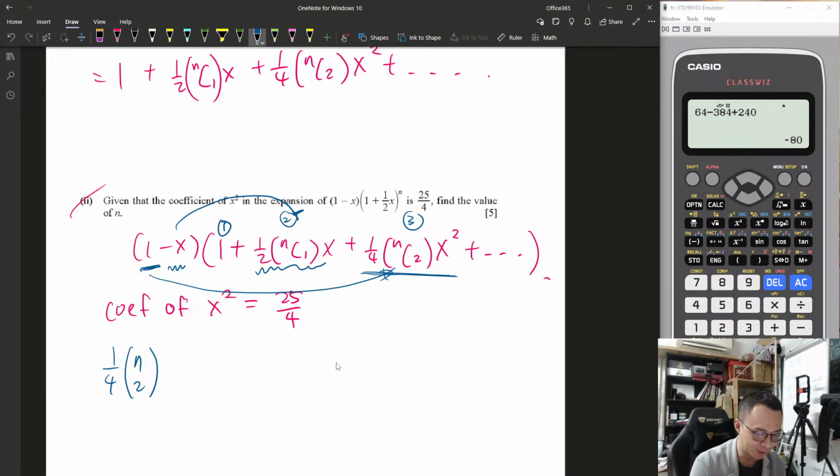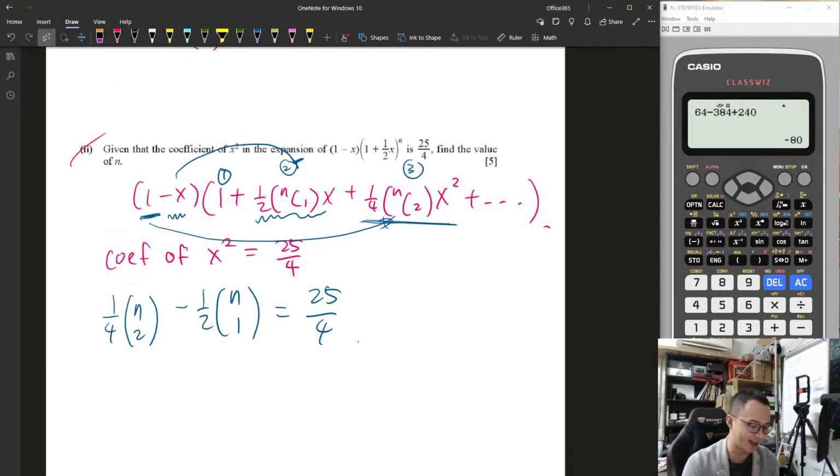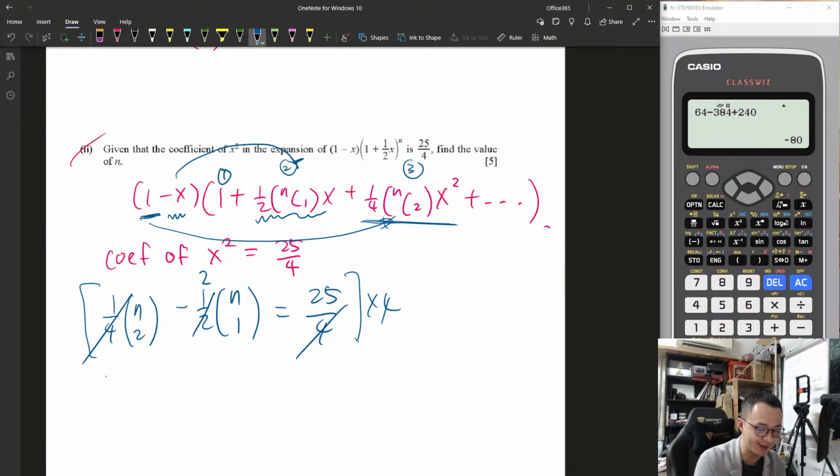Okay, so this is negative 1 times the second term, 1 over 2 nC1, equals 25 over 4. This is how we get x squared. So now I want to expand. Before I expand, I get rid of the 4 first. I multiply 4 for the whole equation. So this one no more 4, this one no more 4, this one will become 2. Okay, so this is nC2, right?